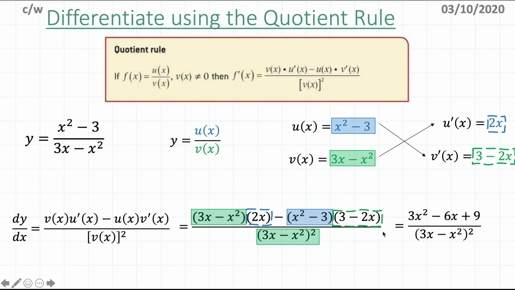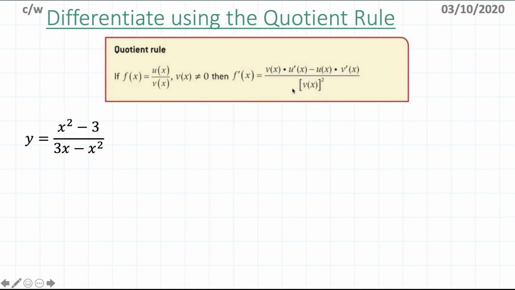Now I'm going to spend a few minutes explaining how the product rule can help us arrive at this quotient rule. If you don't want to see that part, you can skip. The idea is you can redefine this function using the product rule. I can put this in a bracket, and this is to the power of 1. So I can bring it to the numerator by saying this is 3x minus x squared to the power of minus 1.